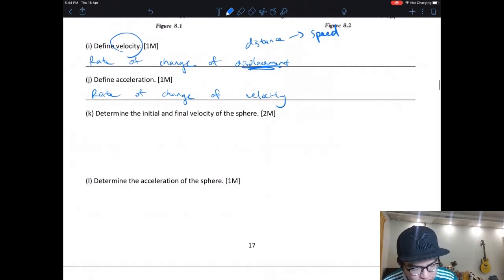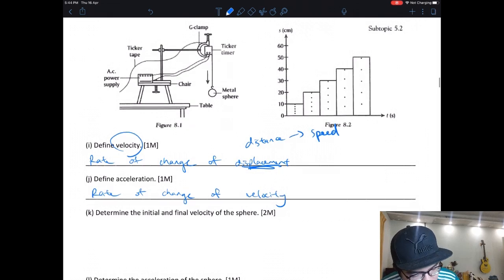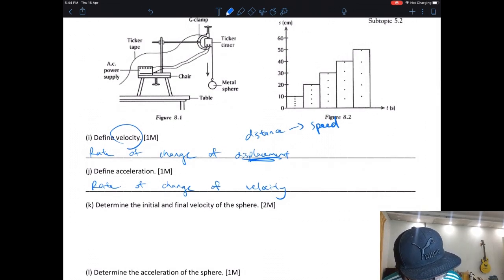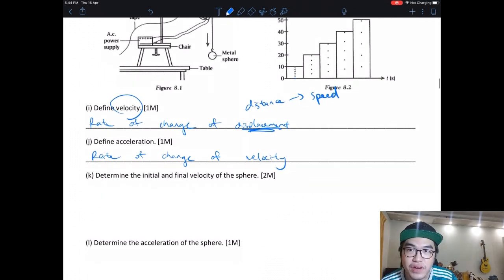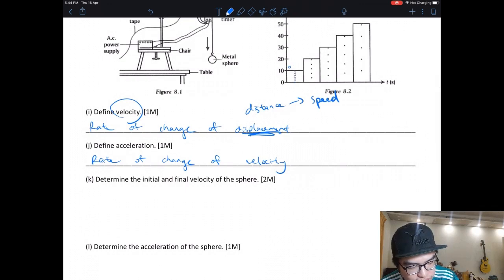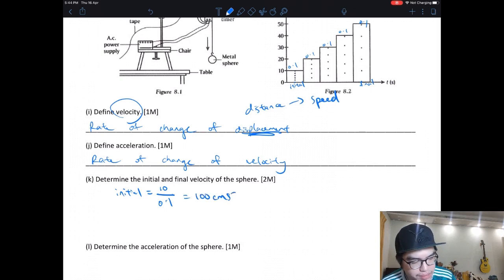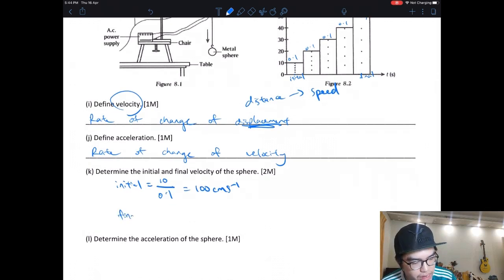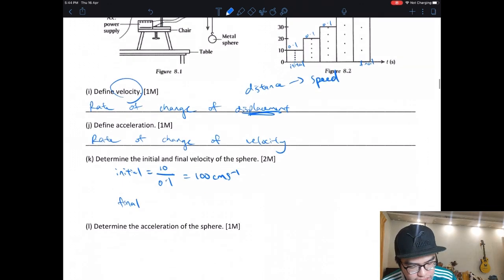Okay, determine initial and final velocity of the sphere. So how many dots here? Well, they didn't draw the first one. So 1, 2, 3, 4, 5. So 5 dots here. Since it's 5 dots, the time is 0.1 for each strip. So this is the initial strip and this is the final. So what's my initial? What's the displacement? 10. Time is 0.1. I should get 100 cm per second. How about final? The length of final is 50 divided by 0.1. You should get 500 cm per second.